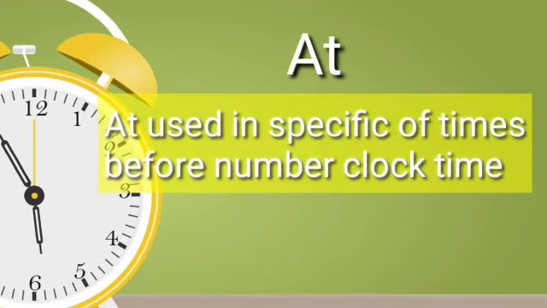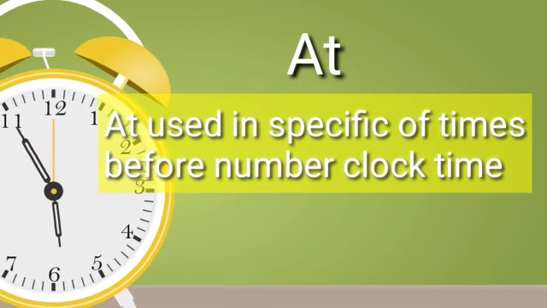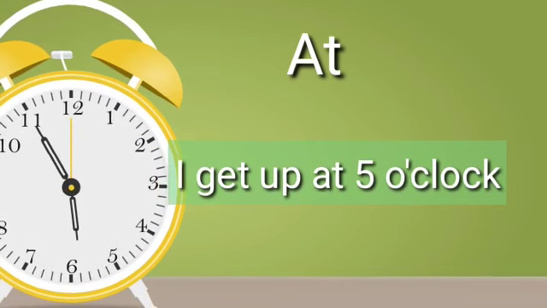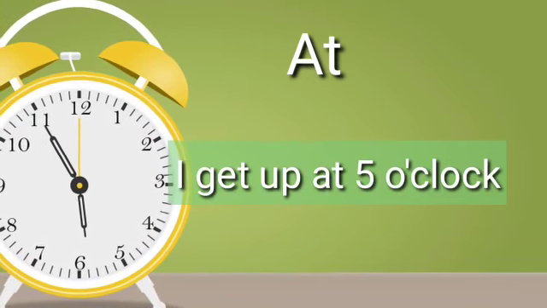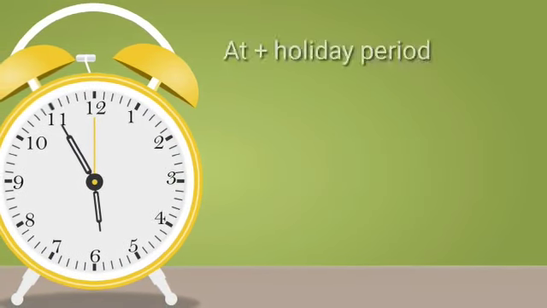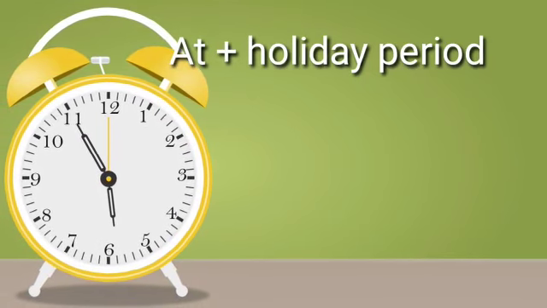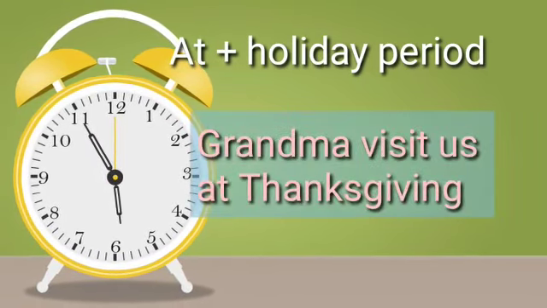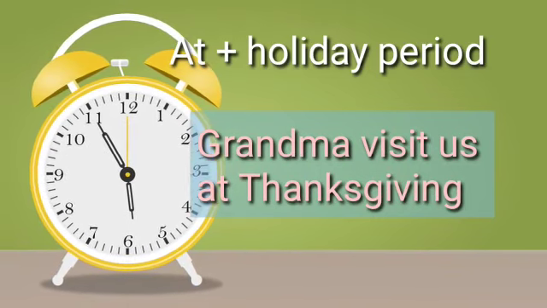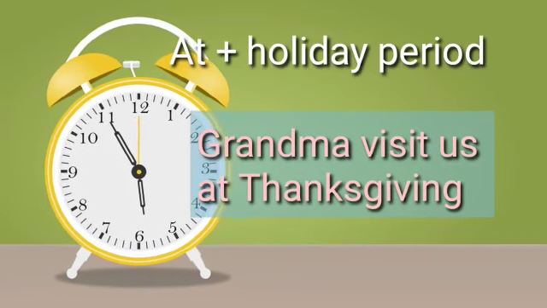At is used for a specific time, before the number on the clock. Example in a sentence: I get up at 5 o'clock. Preposition of time at digunakan sebelum angka pada jam. At is also used for holiday periods. At plus holiday period. The example: Grandma visits us at Thanksgiving. Thanksgiving masuk dalam holiday period. Holiday period contohnya Christmas, Thanksgiving, and etc.